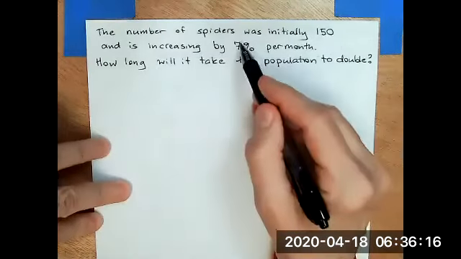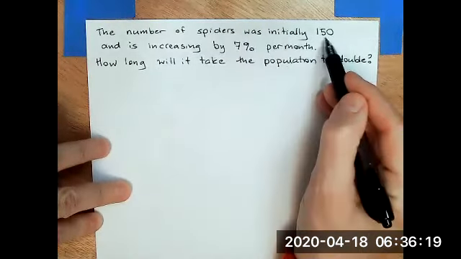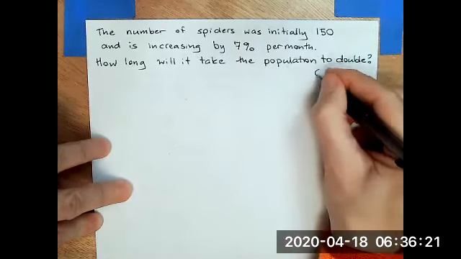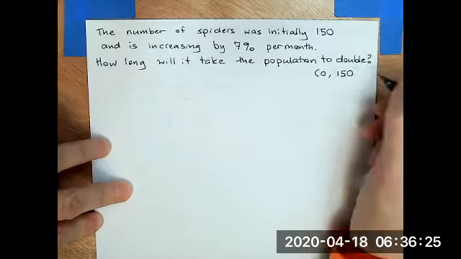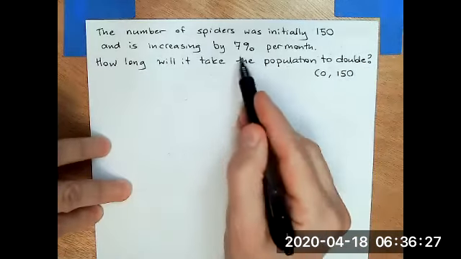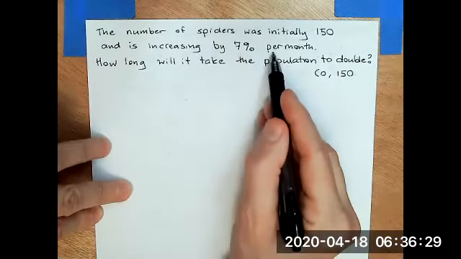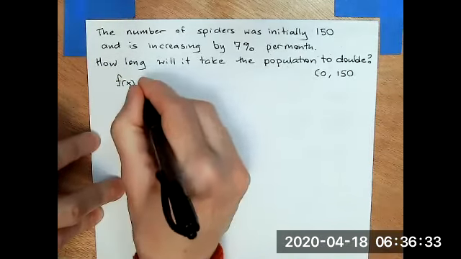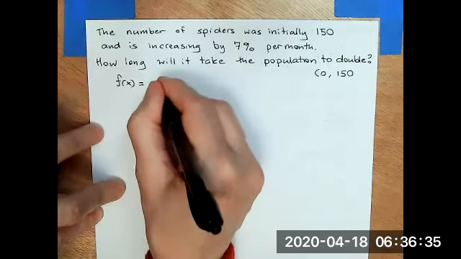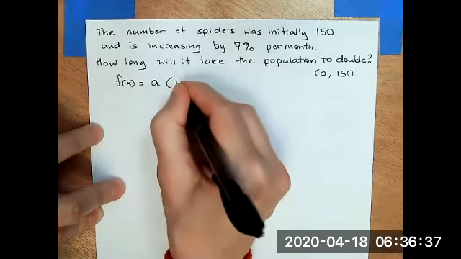The number of spiders was initially 150, so that means at time 0, and it is increasing by 7% per month. So we can use the exponential equation of this form.